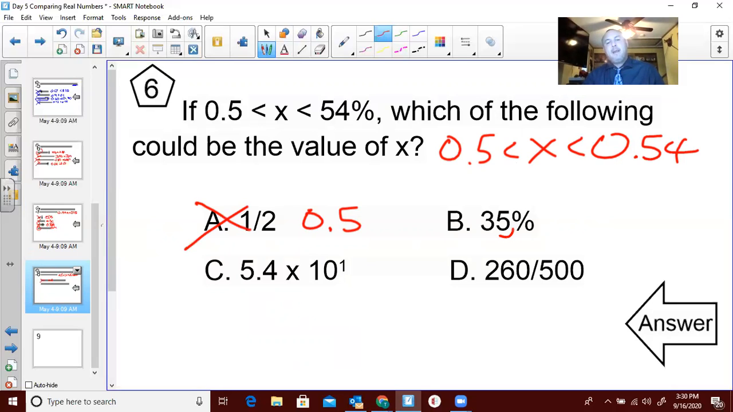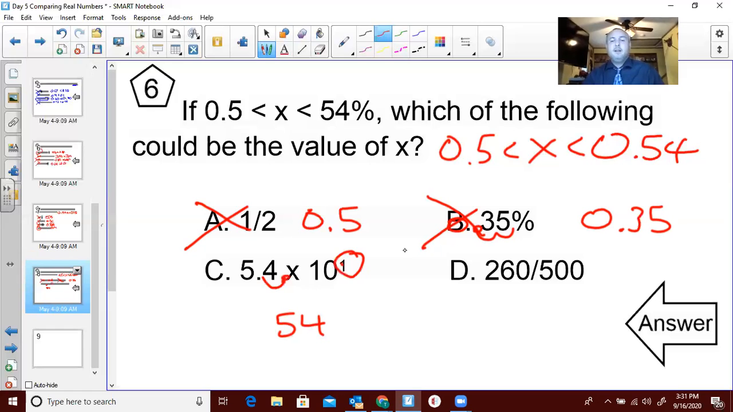35%, double dip, bam, drop it off, add the 0. I have 0.35. This is already less than 0.5, so we know that it's not going to fit here because it's not greater than that. And then we have 5.4, 10 to the 1. So we know that this is positive, so the decimal's moving to the right. It's 1, it's moving to the right once. So I move this guy over 1 time, and I end up with 54. And that doesn't even work for anything here. 54 is certainly greater than all of this.